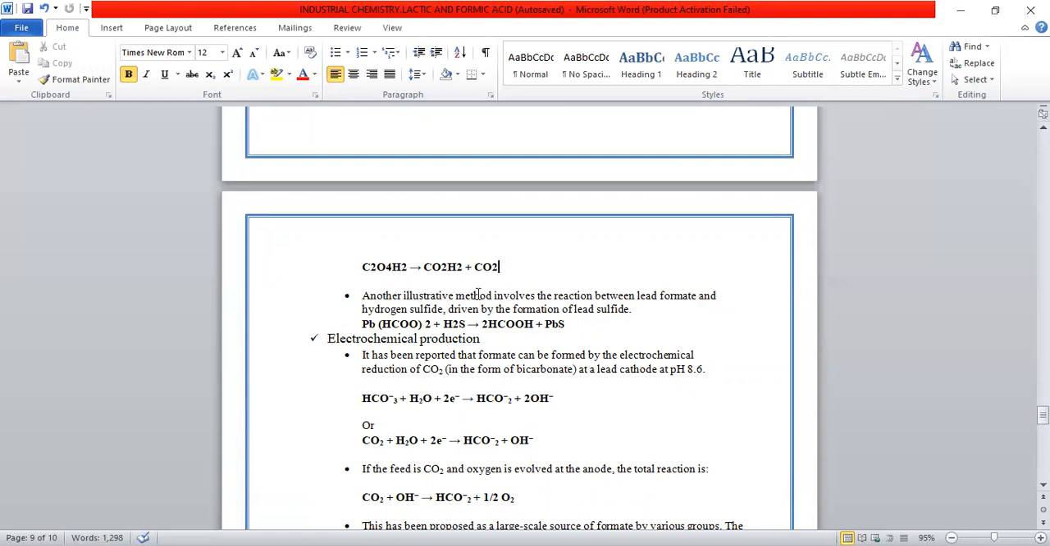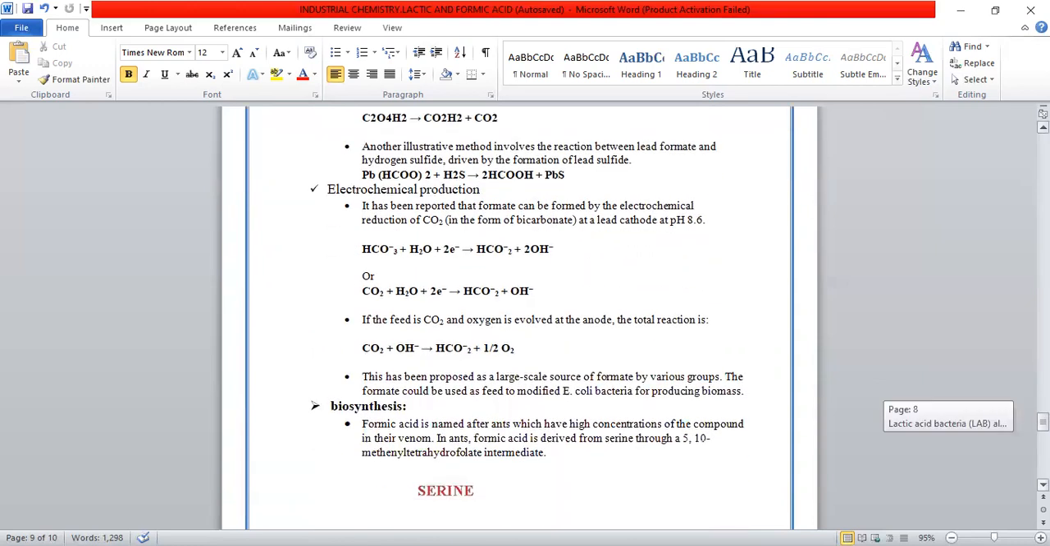Another illustrative method in laboratories involves the reaction between lead formate and hydrogen sulfide. In this reaction, you can see lead formate and hydrogen sulfide react to form lead sulfide, but we also get formation of formic acid.